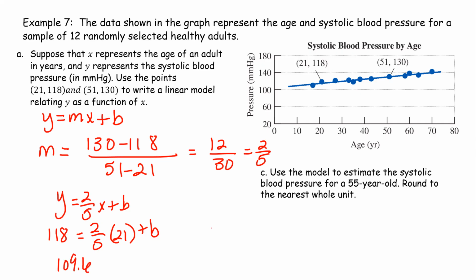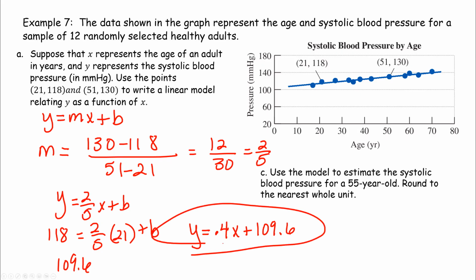109.6. So our final equation for that would be y equals, our slope is 2/5, which is 0.4 x plus 109.6. So that would be a model of the way this works, the way the systolic blood pressure acts as you go up in age. So it's a linear progression, a linear function. All right, so that's part A.